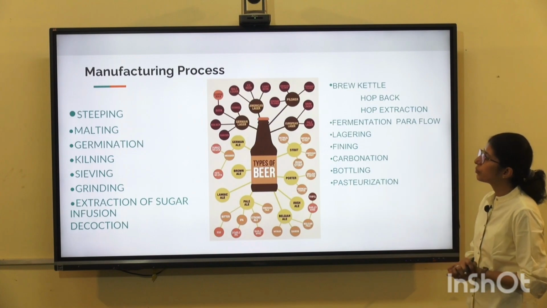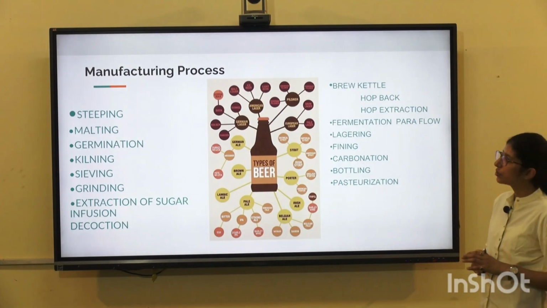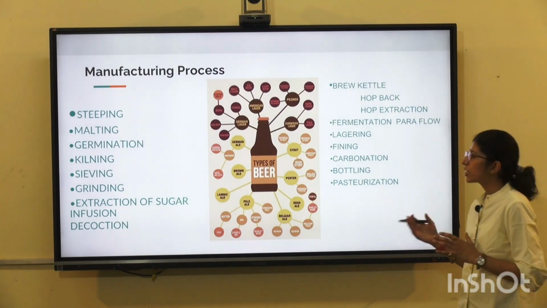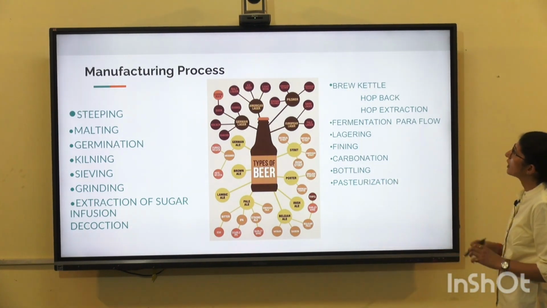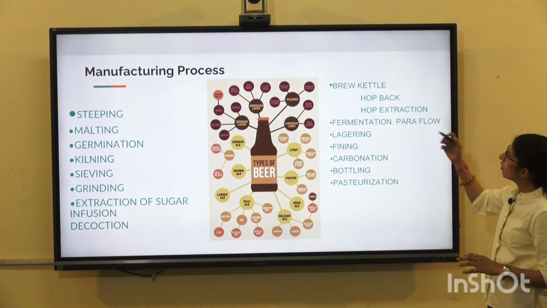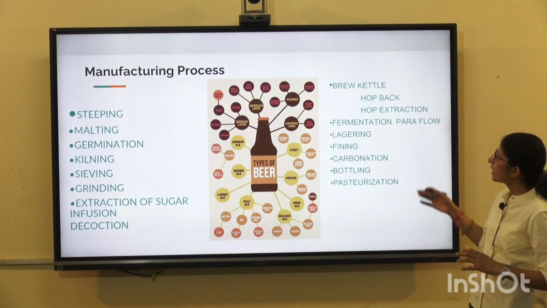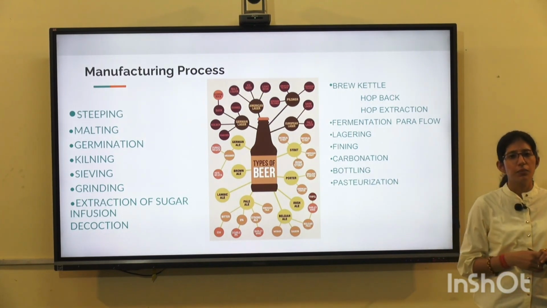This is the manufacturing process and the steps: steeping, malting, germination, milling, sieving, grinding, decoction, followed by brewing kettle, hop back and hop extraction, followed by fermentation, maturation, lagering, fining, carbonation, bottling, and pasteurization.